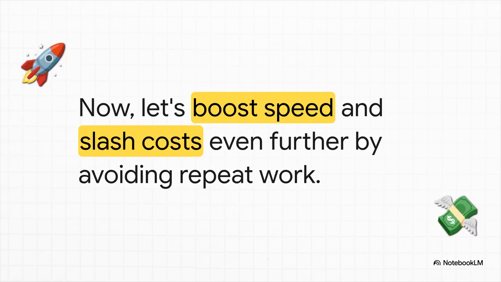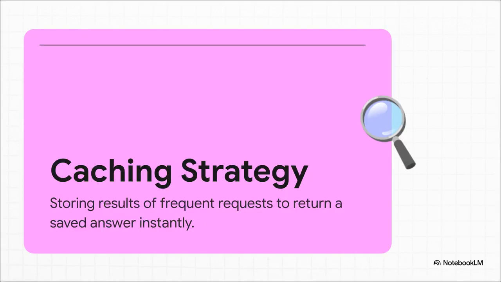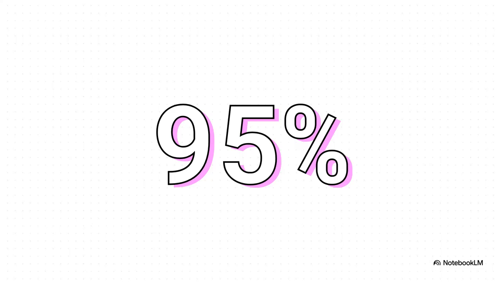So our reliability is locked in. That's awesome. But we can still squeeze out more performance and make our system even more cost-effective. The trick is to stop doing the same work over and over again. And the secret weapon for that is caching. I mean, think about it. If 10 different people all ask the exact same question, why would you pay an expensive AI to generate that same answer 10 separate times? A smart caching strategy just stores the result after the first request and then serves that saved answer instantly to everyone else.